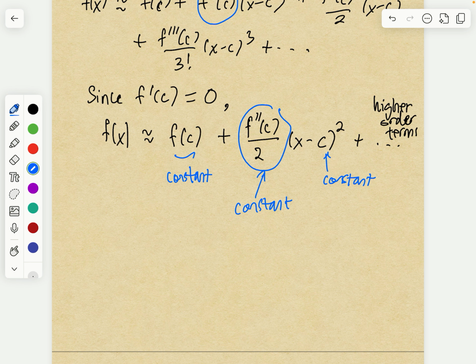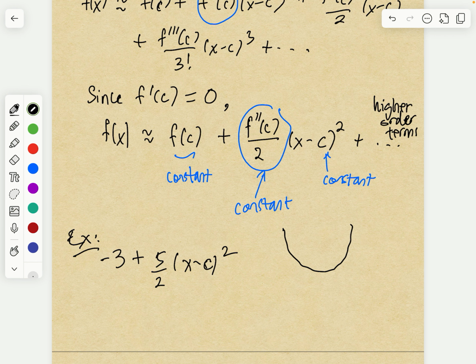So if you had something like negative 3 plus 5 over 2 times x minus c squared, that's going to be an upward pointing parabola.